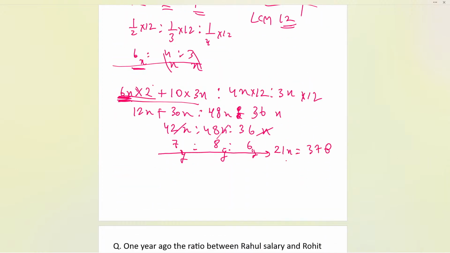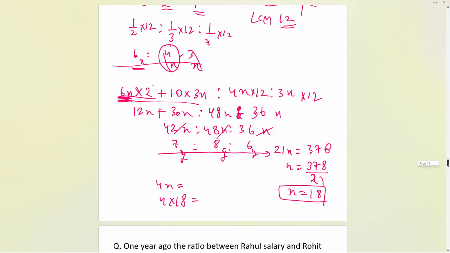Now, if I find x, 378 divided by 21, we are getting 18. So x is equal to 18. Now we need B's share. B's share means 4x. 4x is equal to 4 times 18.